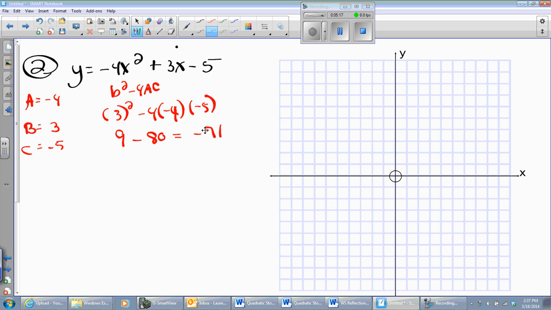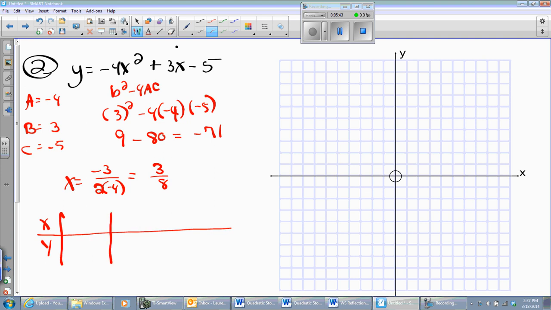There are no solutions. My discriminant is negative. I'm not going to go searching for the x-intercepts. There aren't any. So I'll go to my vertex. x equals the negative of b over 2a, which is going to be 3 eighths. I want to go to my table.